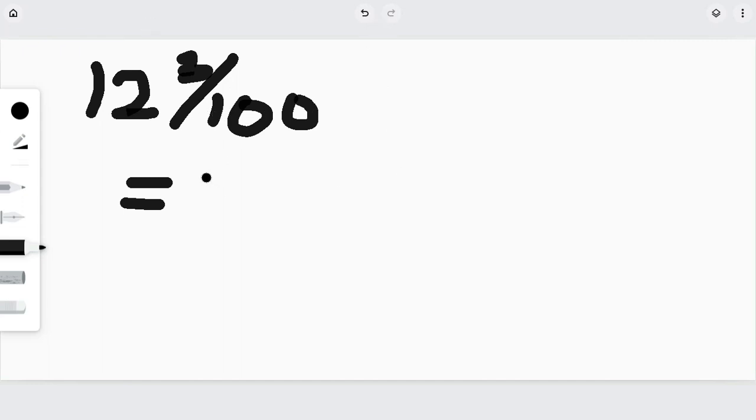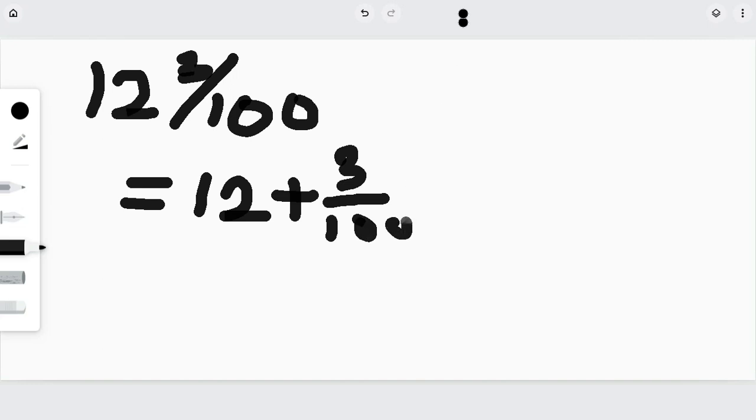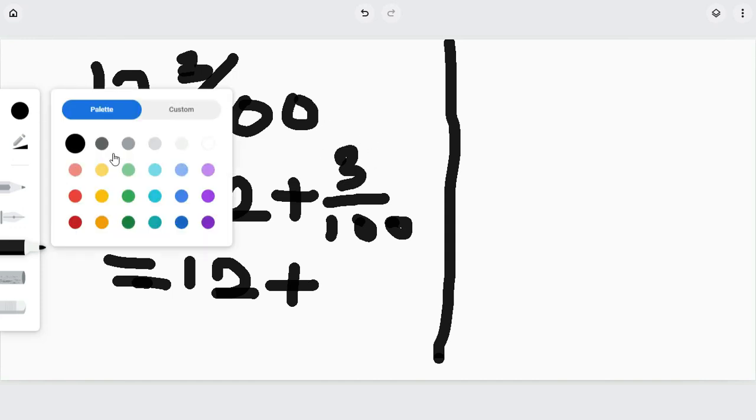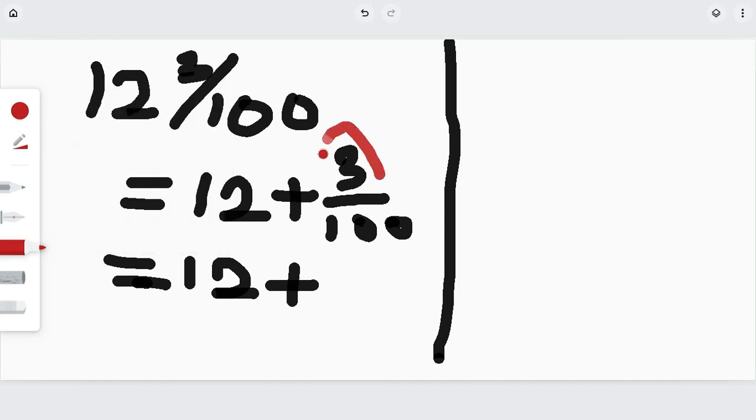So you are going to split it like 12 plus 3 over 100. Let me draw a line like this. Now we have 12 plus 3 over 100. This is 12, so this will be 12 plus. We are now going to change this 3 over 100 to decimal. Though we want to change 12 whole number 3 over 100 to decimal, we first need to change this one to decimal. So you need to shift the decimal point 2 times. So you have 1 2. The decimal point will be here, and you will add 1 0 here. Remember that. That means the answer is 0.03. Let me rub this off.